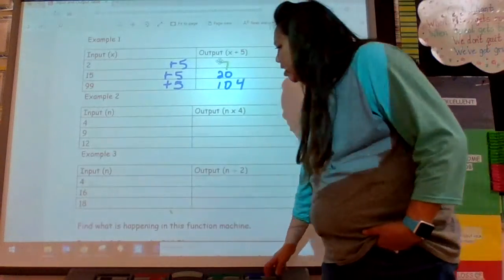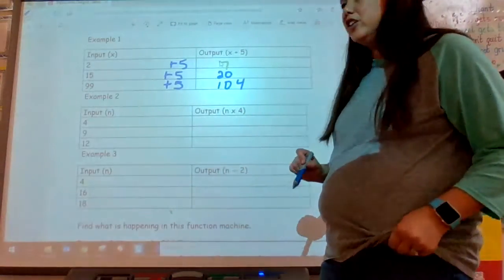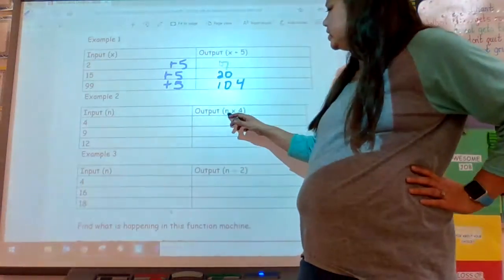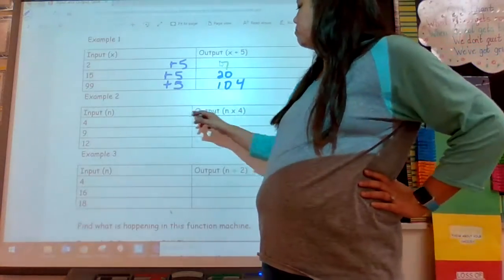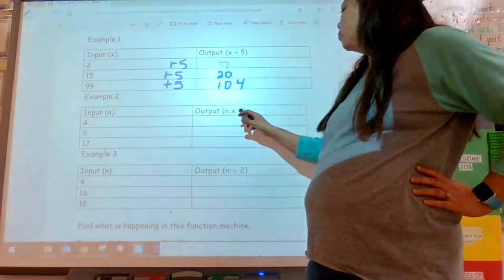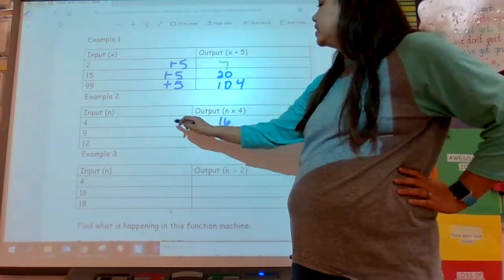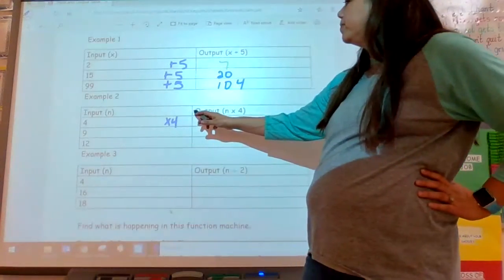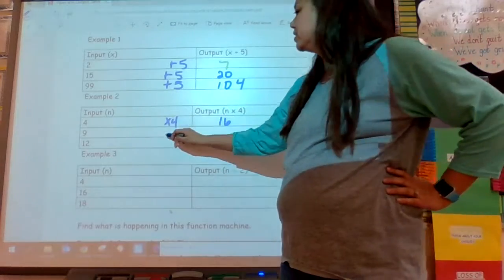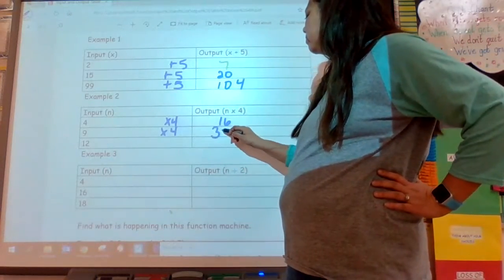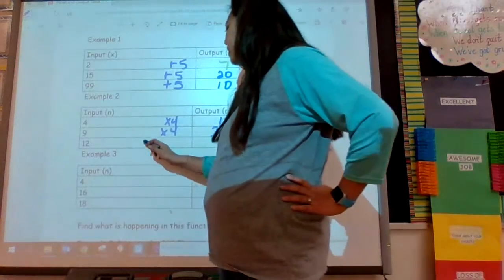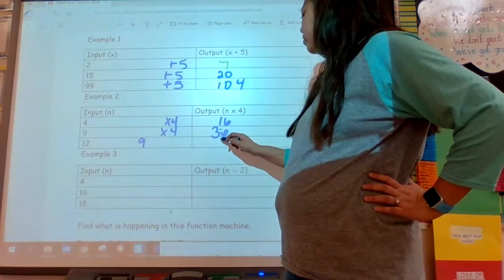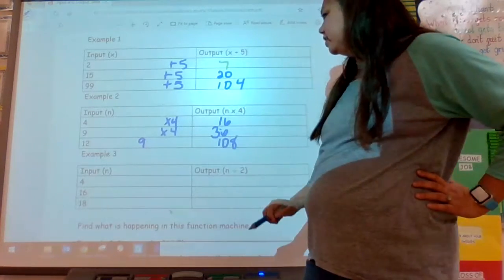Welcome back. I hope that you finished filling this chart out. Let's look at how we did. So if we put a number in for n, and the rule is we're going to take n and times it by 4, so my output. So 4 goes in. 4 times 4 is 16. So we're going to multiply 4 to each of these. 9, we put in that box. 9, we're going to take 9 times 4, 36. And 9 times 12, 108.